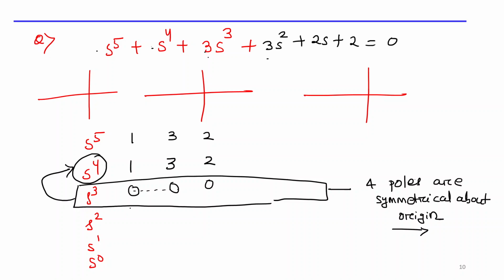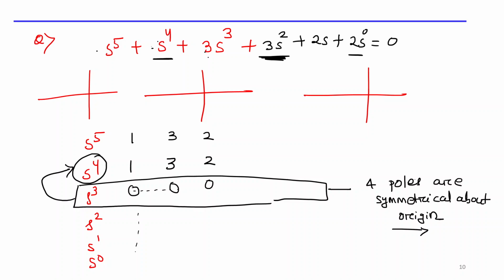Whenever you encounter a row of 0, you cannot solve the question further, because if you continue with the RH criterion you will get an infinity term. So you cannot proceed. What you do here is go to the even power terms. What are the even power terms here? s^4, another term is 3s^2, another term is 2, which means 2 times s to the power 0, and s to the power 0 is 1.